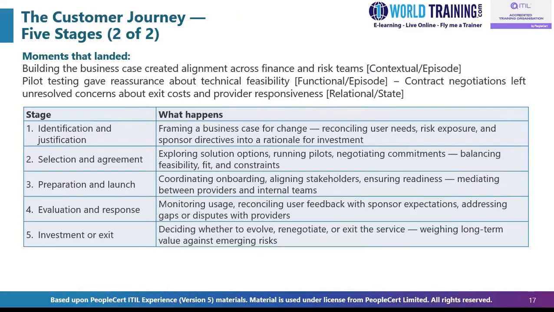The customer's journey is structurally different from the user's. Users experience the service directly, customers experience it indirectly through what their users report, what their sponsor expects, and what the provider's own metrics claim. Notice the negative movement that landed here: unresolved concerns about exit costs and provider responsiveness, a relational state signal. That's important because it means Homer is not starting the preparation and launch stage afresh. He is carrying unresolved worry from selection and agreement forward with him.